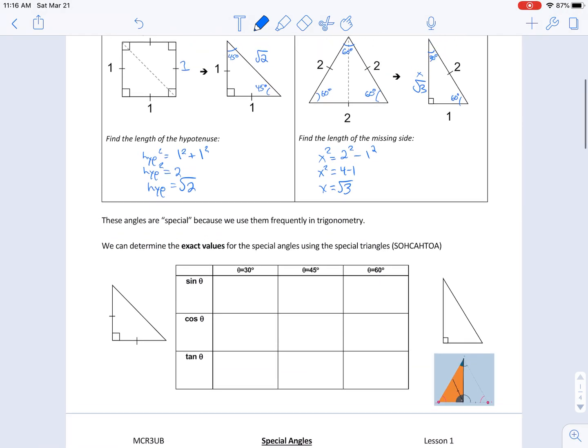What we can do now is take those triangles and figure out the exact values for each sine, cosine, and tan of those angles. So I'm just going to redraw this here. Here's the 45, 45, 90, hypotenuse root 2. And then I'll redraw the 30, 60, 90.